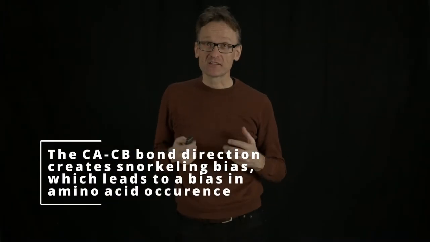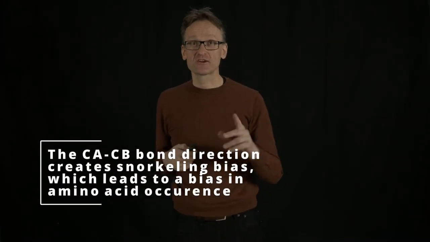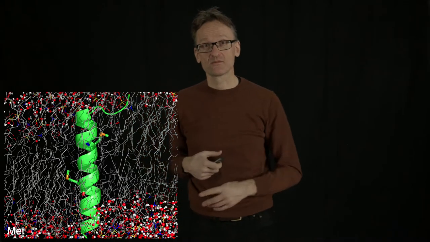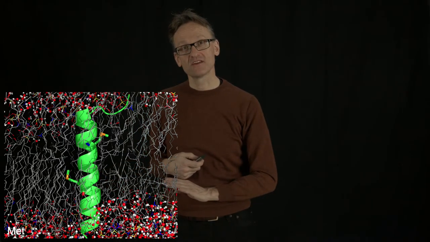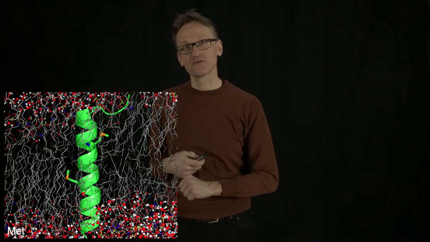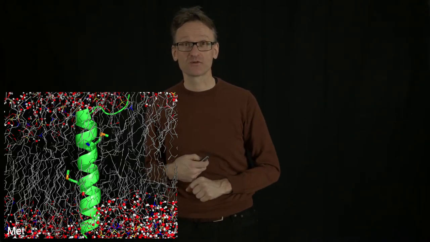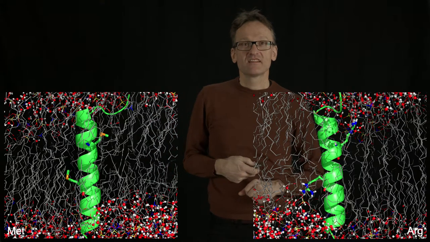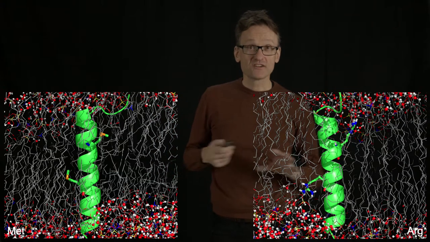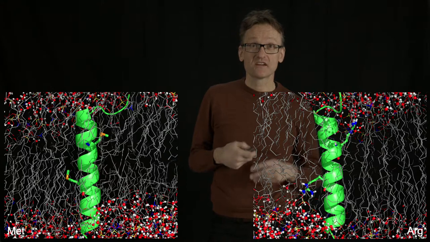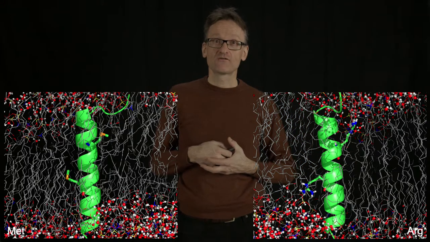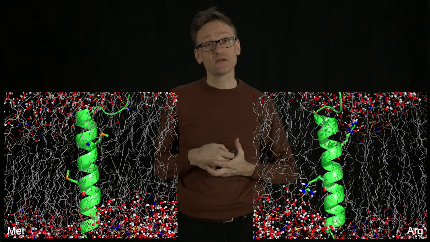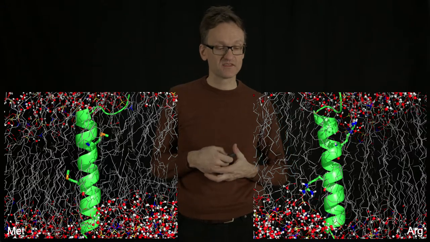So to complete the statistics on amino acid occurrence, let's look at that C alpha C beta bond again. Again, you see here that there's a systematic pattern where the first bond out from the alpha helix is always pointing towards the N-terminus. This will lead to many systematic differences I already mentioned, in particular that it's going to be easier for things to snorkel out from the N-terminus, but it's also going to be easier to snorkel in from the C-terminus. You don't necessarily have to believe me there.